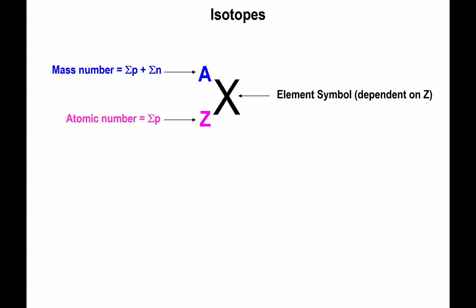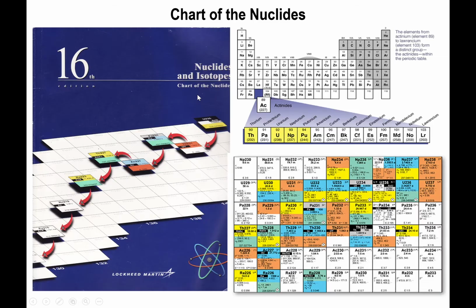Now, what ultimately changes the mass of one isotope to another is the fact that the number of neutrons can change. The number of protons has to remain the same so that you still have the same element, but having different neutrons gives you different mass and different isotopes altogether.